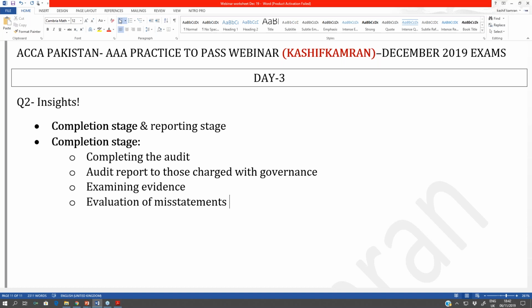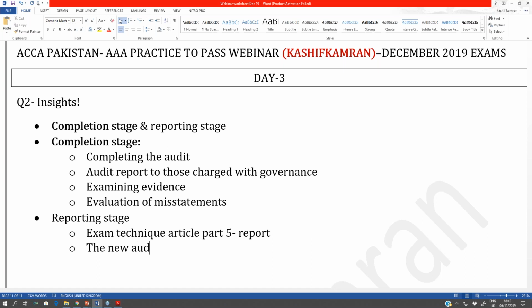And then there are so many articles on the reporting stage. What the examiner expects from you from the reporting stage: the exam technique article, part five, on report. The article itself, which I've shown you and shared with you in my articles for the session today, the new audit report. So you have so much support on question two.